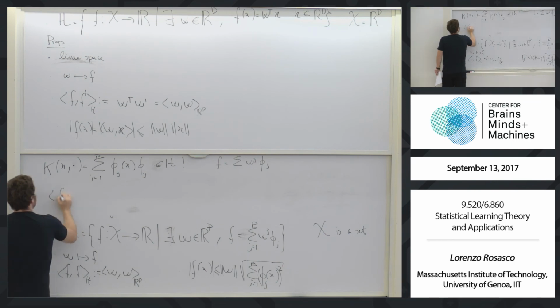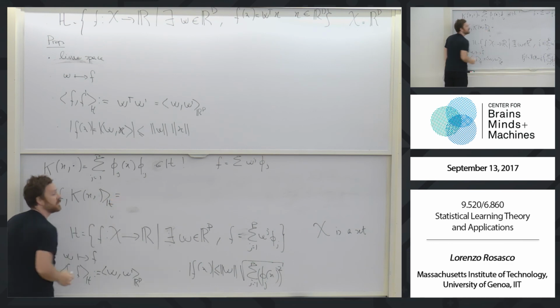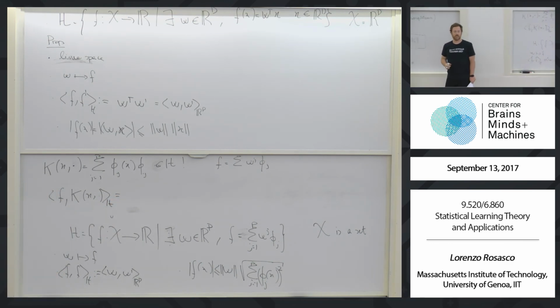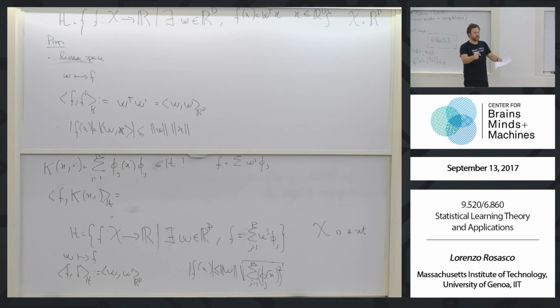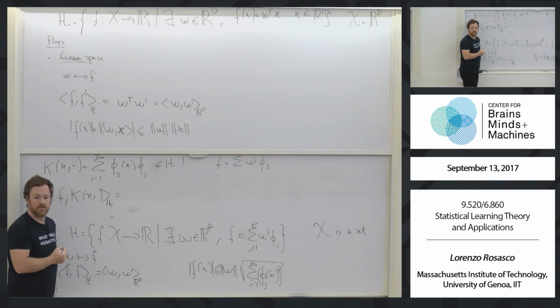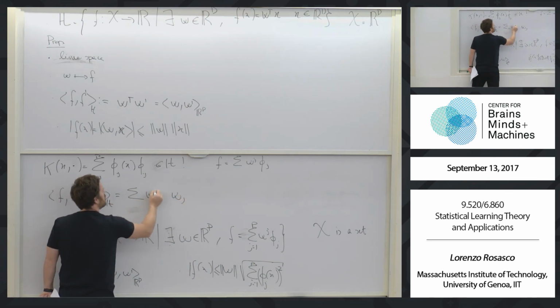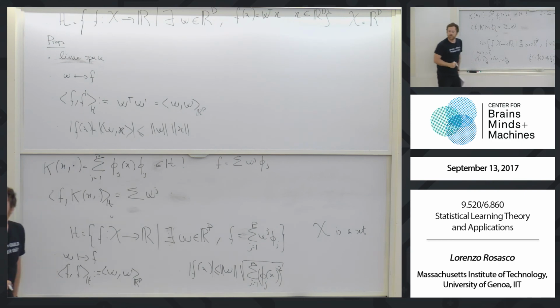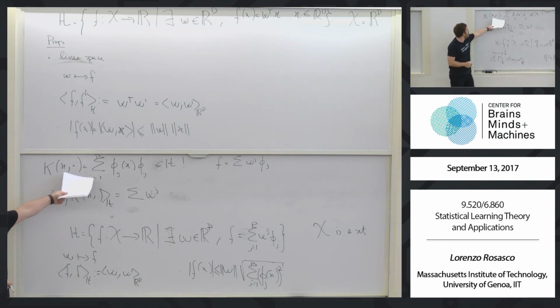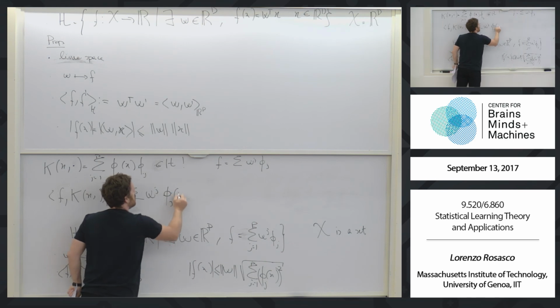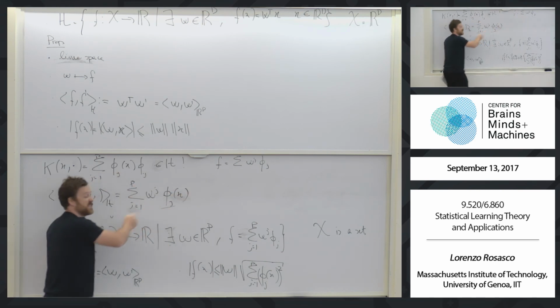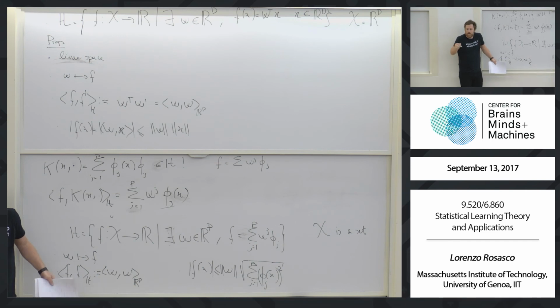How is the inner product between f and k_x defined? You remember? Take the two functions. There is a one-to-one correspondence between the function and the coefficients. So what you do is just take the inner product of the coefficients. The coefficients of the first function are the w_j. What are the coefficients of the second function? phi_j(x). What is this? f of x.